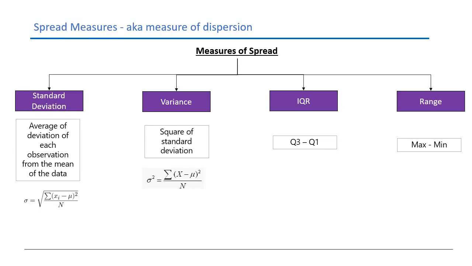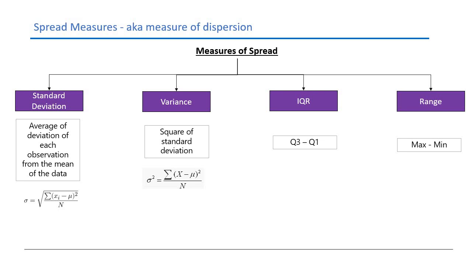In the previous video, we covered the measures of central tendency. In this video, we'll cover measures of spread. Spread measures are also known as measures of dispersion. They tell you how much your data is spread.